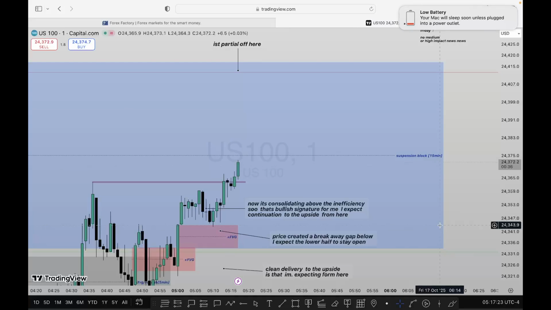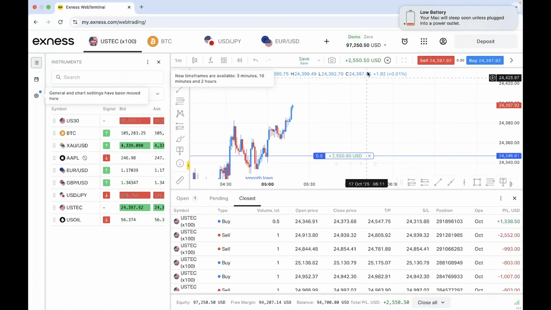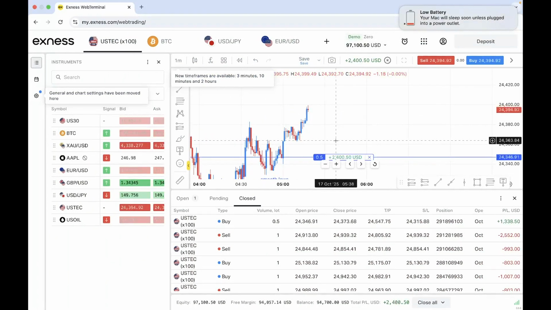Look at that consequent encroachment of the suspension block, another good place to take off profit, to scoop partial. Beautiful displacement. Look at that, another good place to scoop off some partial. The account was already up over $2,000. Look at that retracement.